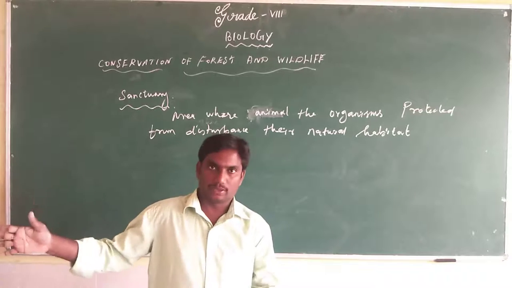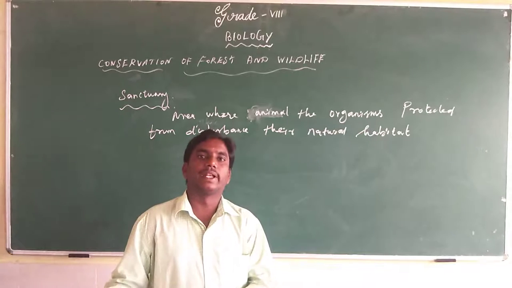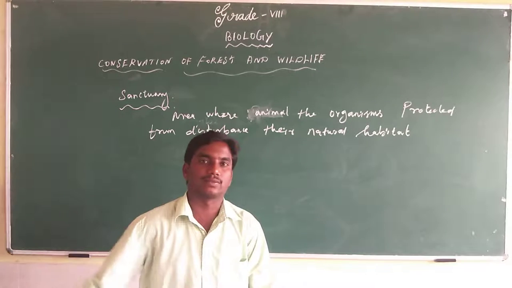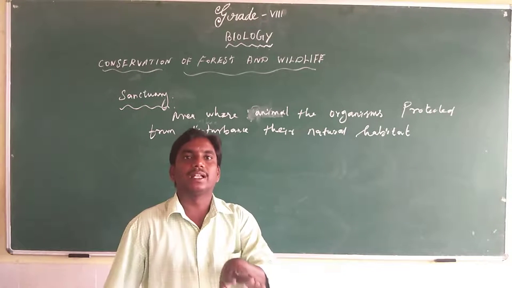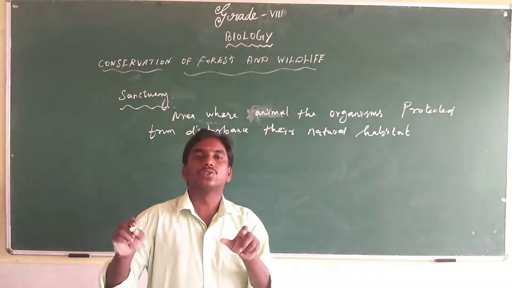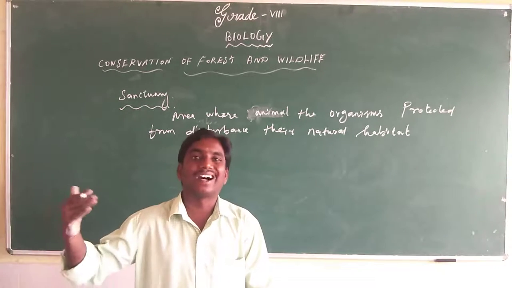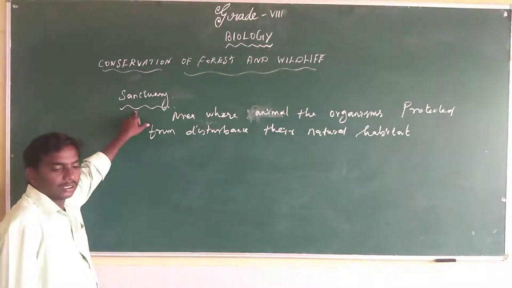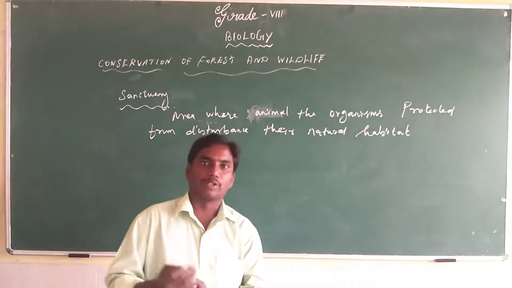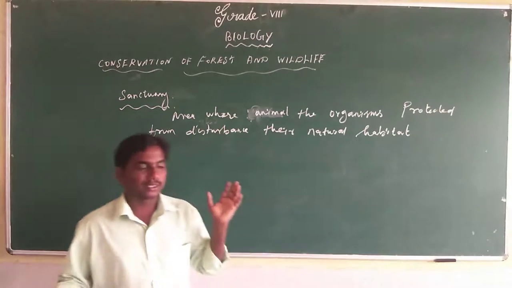Because, like in a forest, for example, a human forest, many different kinds of plants and animals can survive in that place. So that organism can live free from any disturbance from the other side. That is called what? Sanctuary. So we have sanctuaries, national parks and biosphere reserves. Okay, so that is about the sanctuaries.